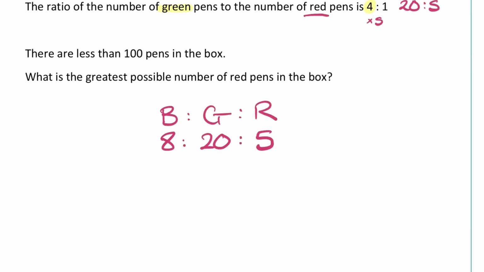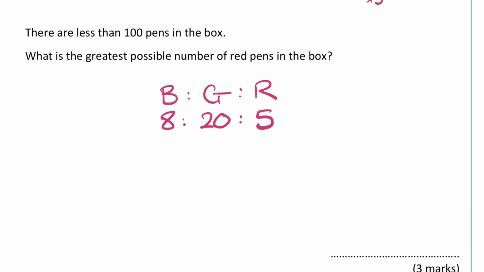It says that there are 100 pens in the box. What's the greatest possible number of red pens in the box? Now, it might be that we're already at the limit. So let's just have a look. If we add these all together, like we normally do with ratios, 20 plus 8 is 28, plus the 5 is 33. So I need to think about what number I can times these all by, so it gets pretty close to 100. Now, if I times them all by 10, for example, I'd have 80, I'd have 200, I'd go way over that 100 mark.